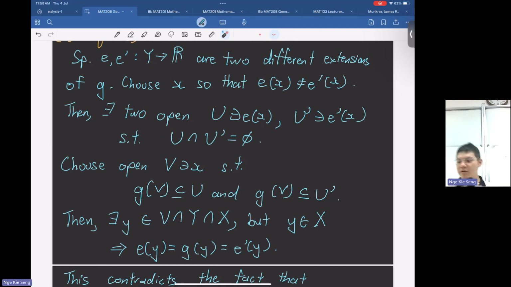Why can we pick them with empty intersection? Because it is a Hausdorff space. So there's a contradiction. We use the limit point condition to contradict the Hausdorff condition through the extension of a function. So it has to be unique. Can you follow? Yeah, you can look into more detail.